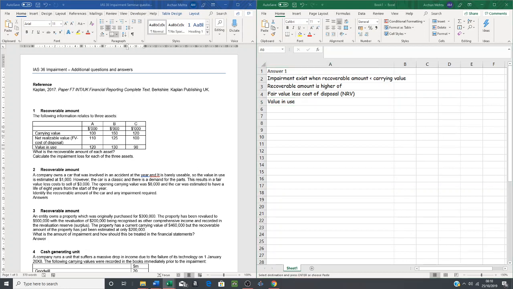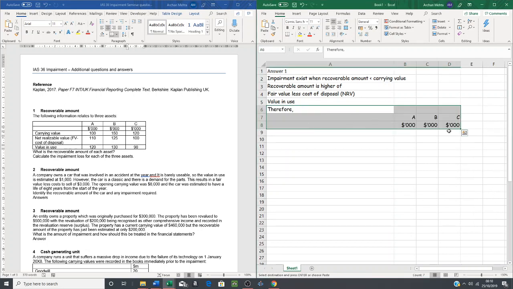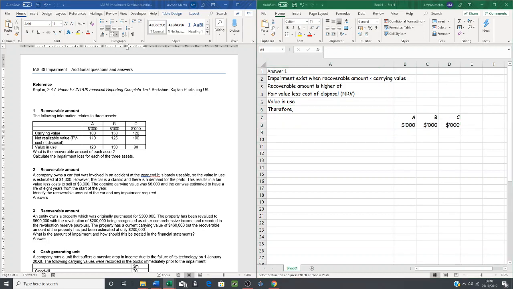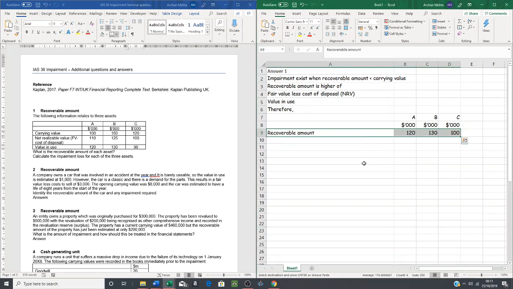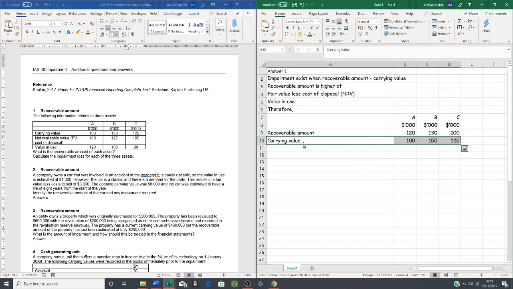So let's prepare the answer now. It's going to be a pro forma like this. Okay, three assets in thousands. We are working in dollars, not pounds this time. Recoverable amount, as we discussed, is 20, 130, and 100. Carrying value as per the question. And this should tell us whether there is an impairment or not.